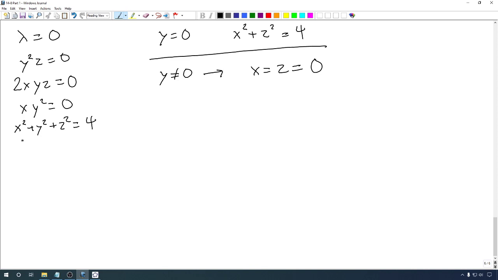And if that's the case, then looking back at our constraint, we have that y squared is equal to 4, or that y equals plus or minus 2. So this gives us 2 points, 0, 2, 0, or 0, negative 2, 0. And we'll have to go ahead and put those into our table as well.